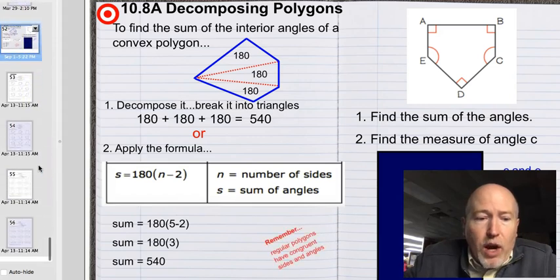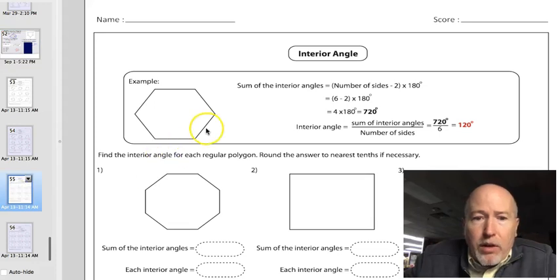All right, let's try a couple. How about here? What is the sum of the interior angles of this shape? Well, let's count the sides. 1, 2, 3, 4, 5, 6, 7, 8. Okay, so 8 minus 2 is 6. 6 times 180 will be your answer. 6 100s is 600. 6 80s is 480. The sum of the interior angles of this polygon would be 1080 degrees.